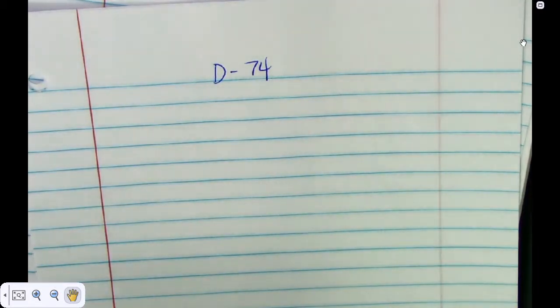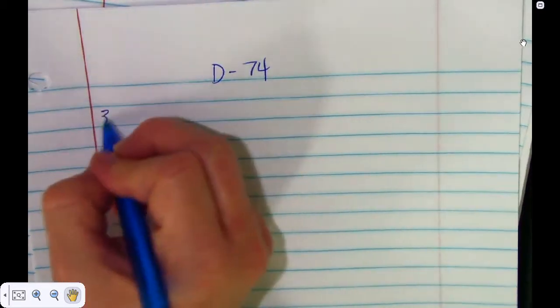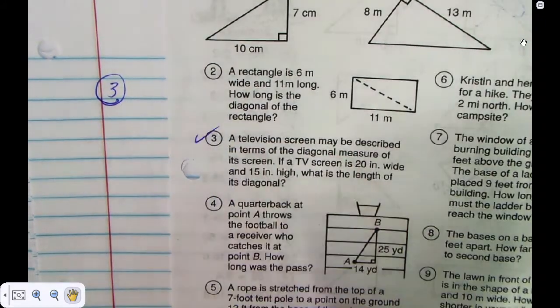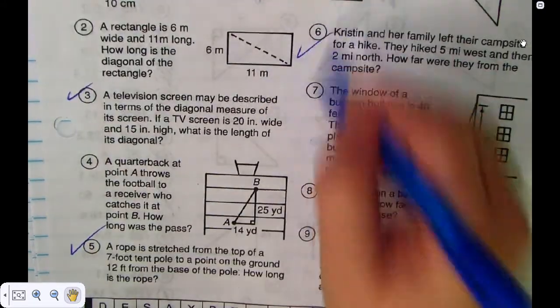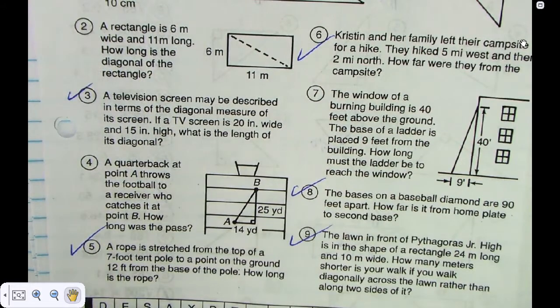We're only going to do 5 of these on the back. So everybody check these: 3, 5, 6, 8, 9.